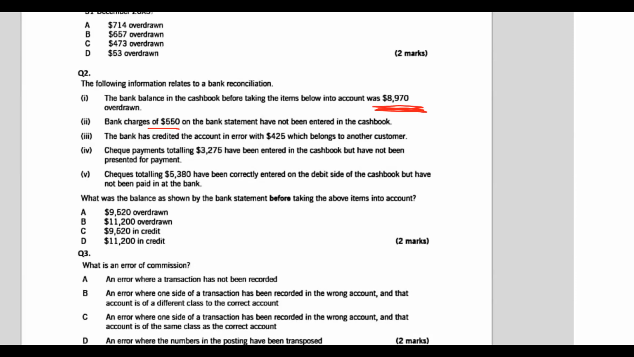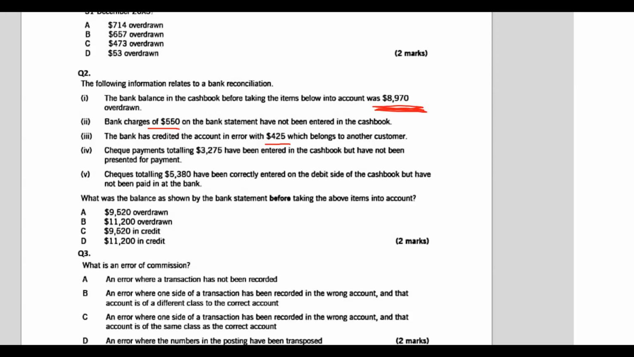The bank has credited the account in error with 425, which belongs to another customer. And there is a check payment totaling 3,275 that has been entered in the cash book but has not been presented. Okay, this is an unpresented check. Then there is also a check totaling 5,380 that has been correctly entered on the debit side of the cash book but has not been paid at the bank.